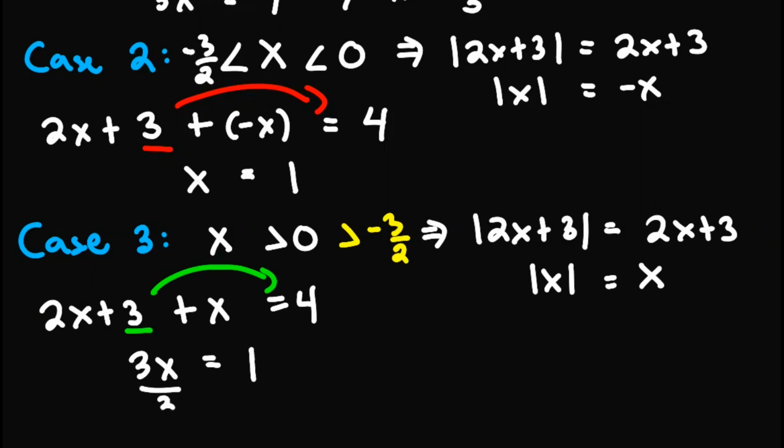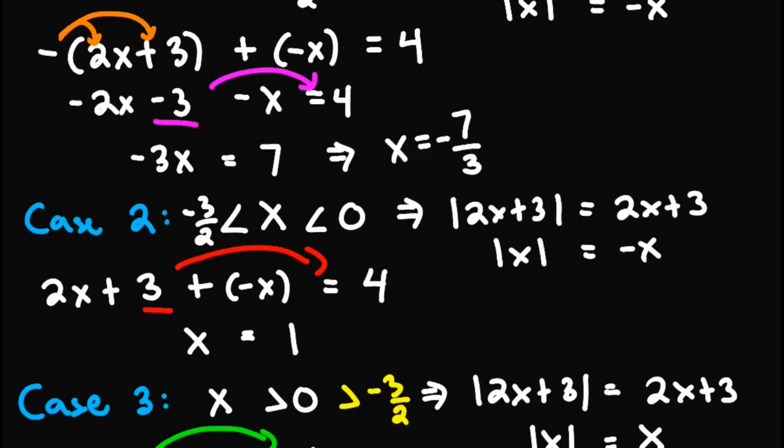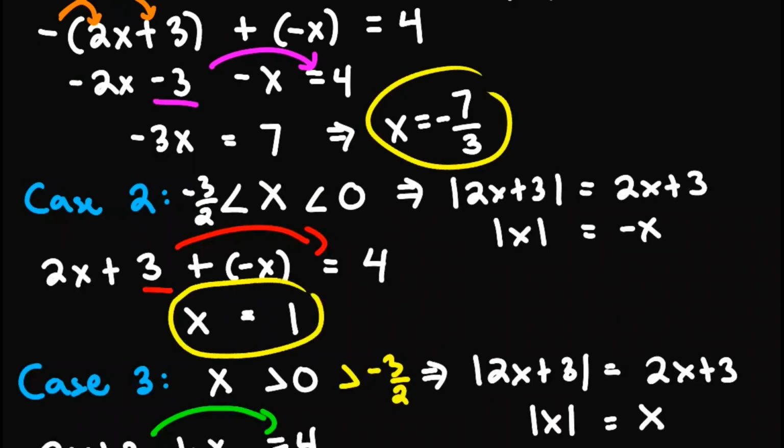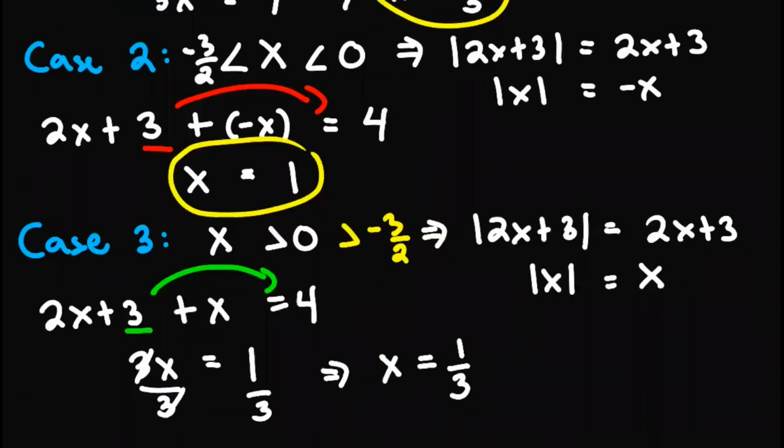Now dividing 3 on both sides, we'll obtain x equals 1 over 3. So now, so far we have 3 values of x. We've got here x equals negative 7 over 3, then x equals 1 out here for the second case, and we have x equals 1 over 3. The last step is to check these values.